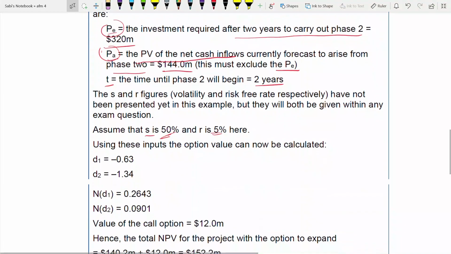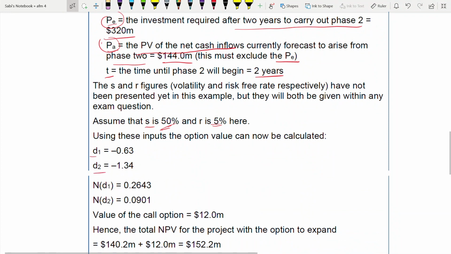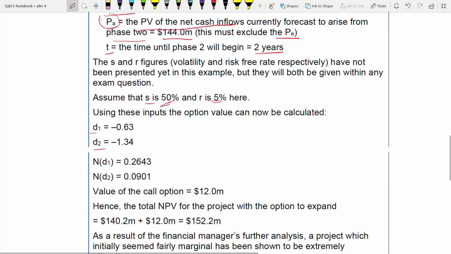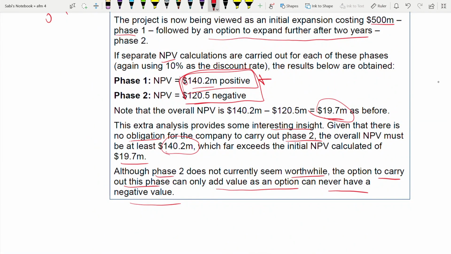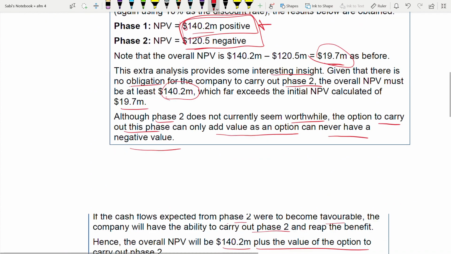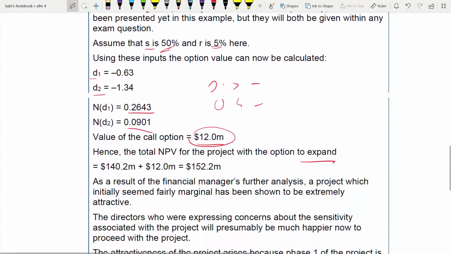Now using that, you can find d1 and d2, because you have all the 5 variables. In this case both are negative, so it will be 0.5 minus that variable, whatever you get. Put it in the formula. This is the call option, and this is an option to expand. So it's a call option only, right? So the value is 12. Phase 1 is 140.2, so 140.2 plus this 12 will give you a higher value.